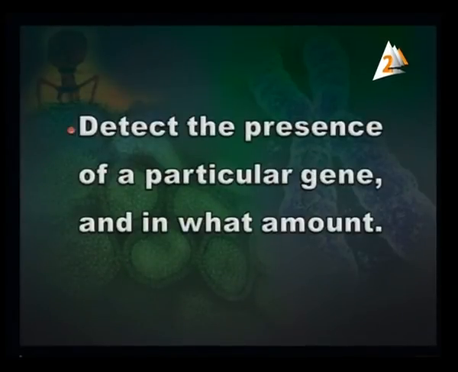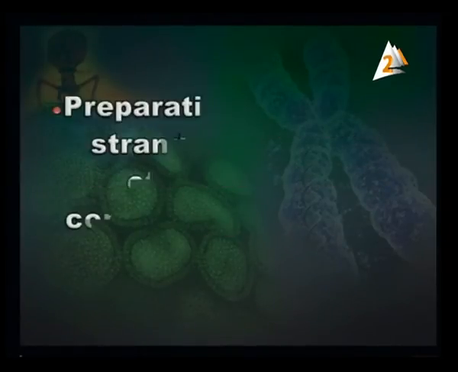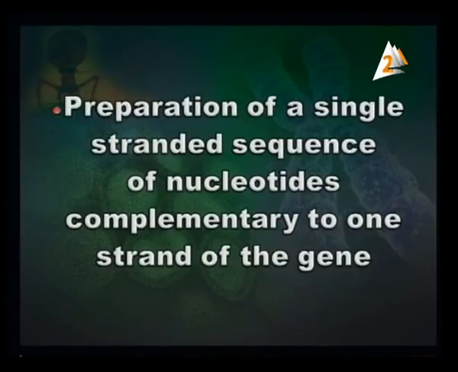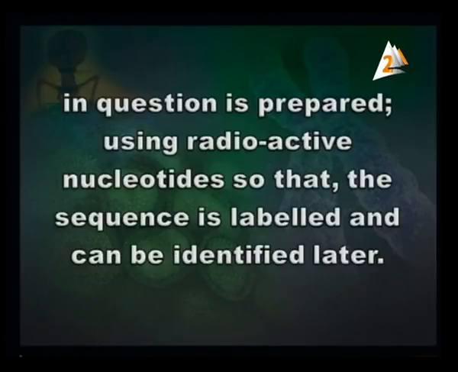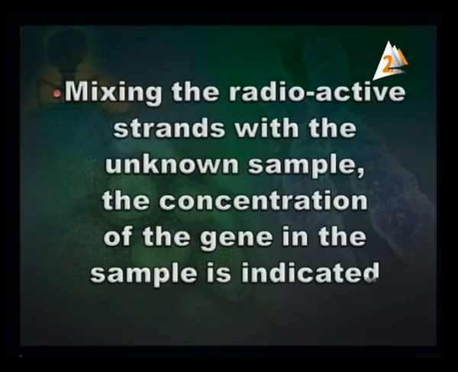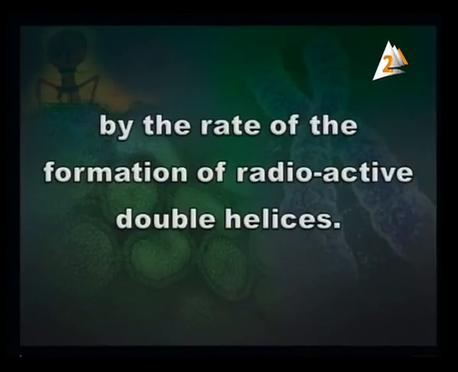Number 2, detect the presence of a particular gene and in what amount. A single-stranded sequence of nucleotides complementary to one strand of the gene in question is prepared, using radioactive nucleotides so that the sequence is labeled and can be identified later. Mixing the radioactive strands with the unknown sample, the concentration of the gene in the sample is indicated by the rate of formation of radioactive double helix.